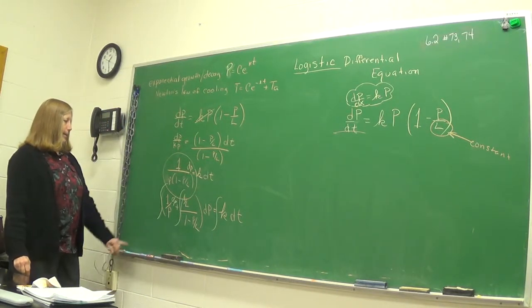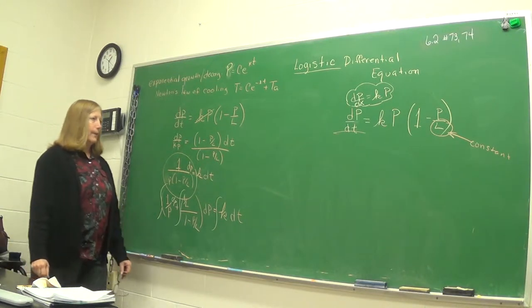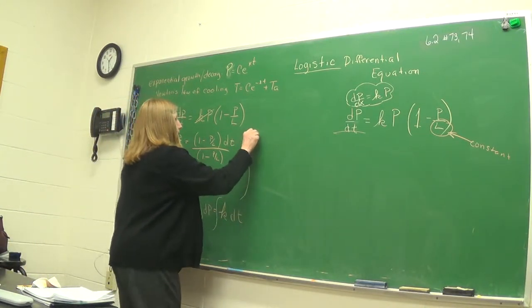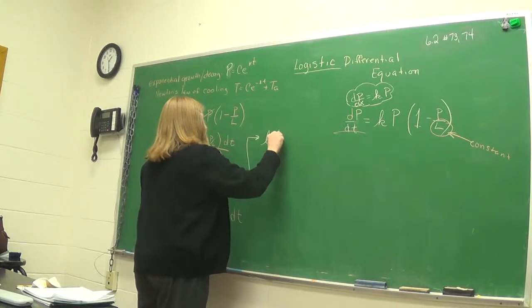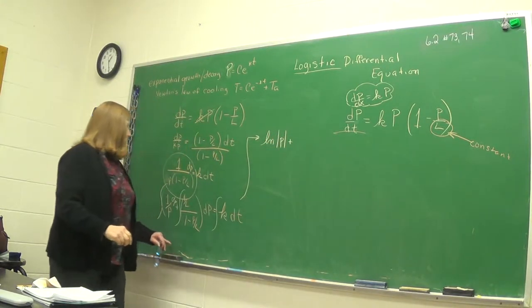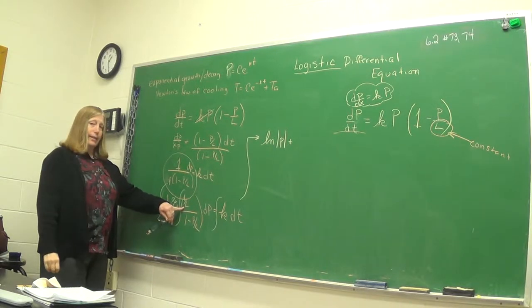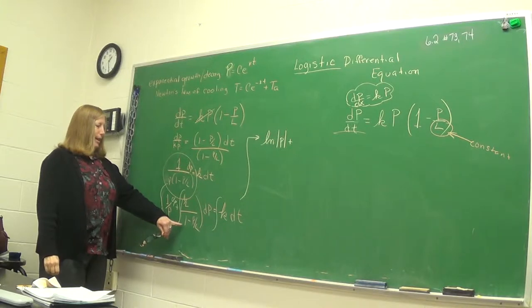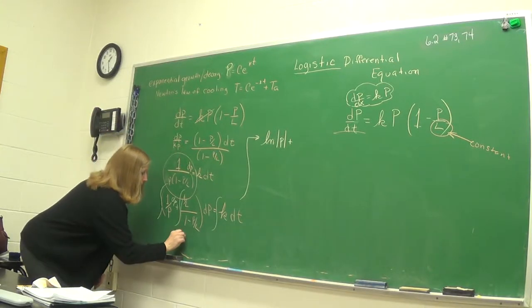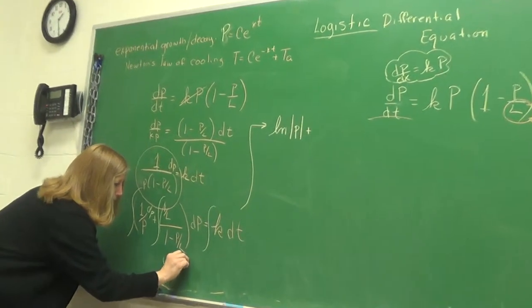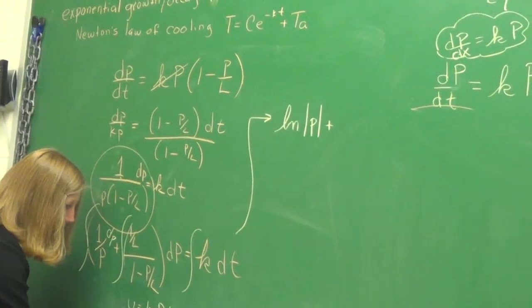Go ahead, Brendan. What is the integral of 1 over p dp? ln of absolute value of p. Alright, then we have to add to it the integral of 1 over L. Remember, that's just a constant, L, so this is a constant. Okay. And so if our u is 1 minus p over L, what's our du, Brendan?